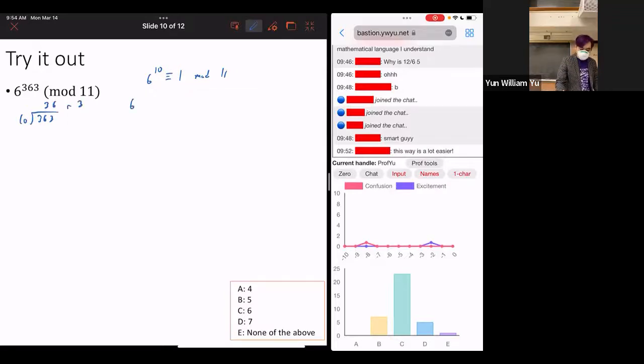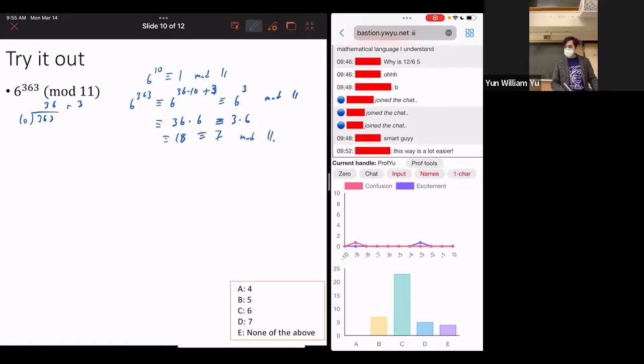So that means that 6 to the 363 is equivalent to 6 to the 36 times 10 plus 3, which is equivalent to 6 cubed mod 11. So what's 6 cubed mod 11? Well, 6 cubed mod 11 is equal to 36 times 6, which is equivalent to, well, that's mod 11, so that's 3 times 6, which is equivalent to 18, which is equivalent to 7 mod 11. So the answer here is 7. I'm not sure how people got 6.